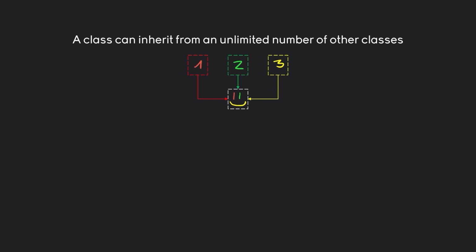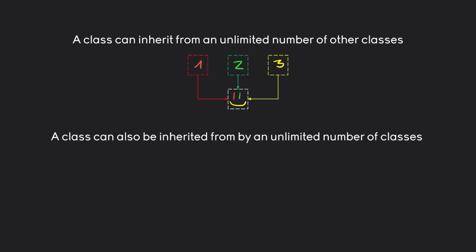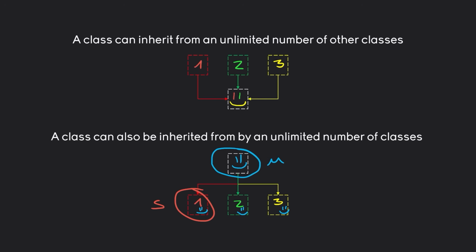And you can also turn this around, where you have a parent class, and this parent class is being inherited from by an unlimited number of other classes. And this would look something like this. You have one parent class, and you have one child class, a second child class, and a third child class. And all three of those would have the methods and attributes of the parent class. And this here, for example, could be the monster class, and then this one here, maybe the shark class, and let's say this one here could be, I don't know, like a bird class or something.